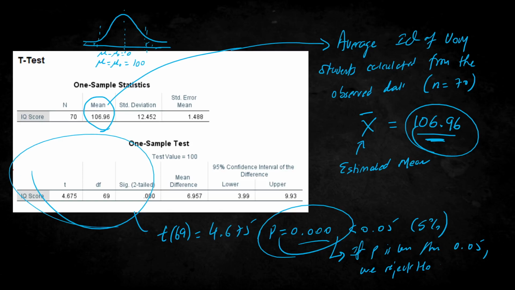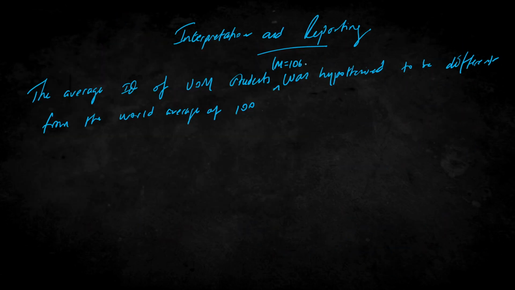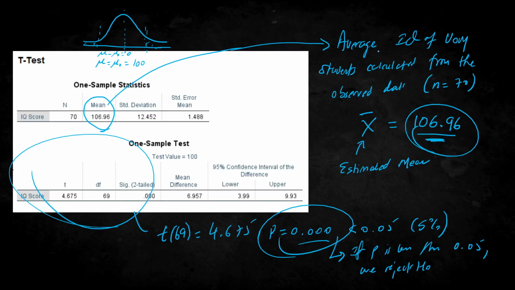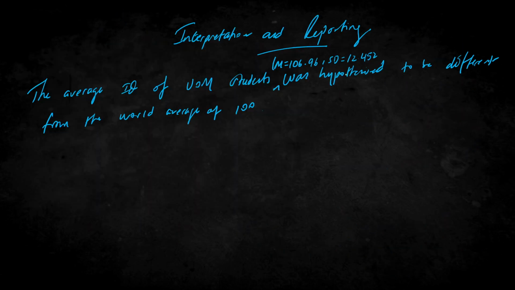The standard deviation, St is equal to 12.452. And you can also write the sample size, which was 70, n equal to 70. So that's basically what you can write here. I should have written it here.